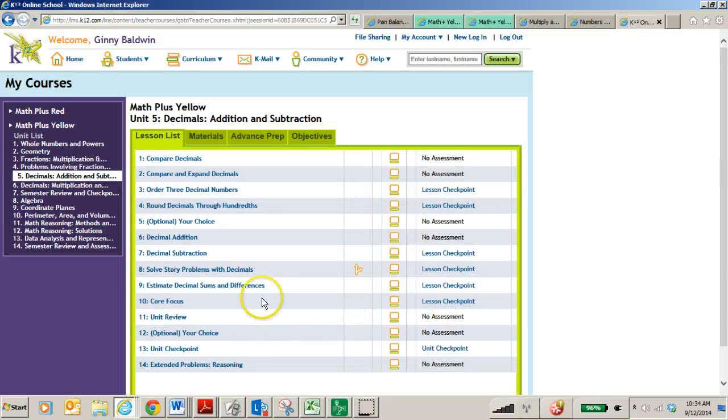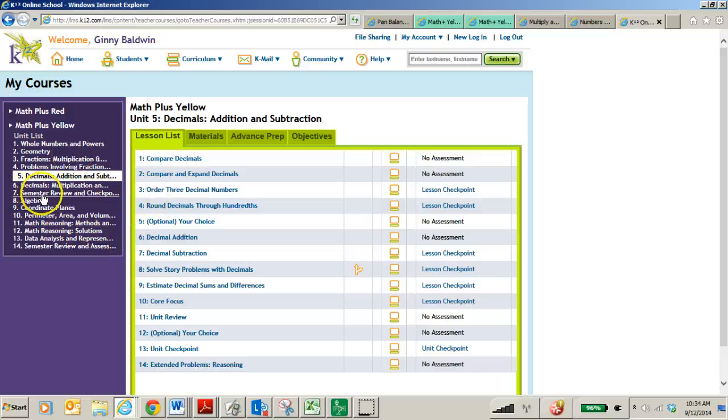Again, we have skipped to Unit 5 because we feel like it will help with the transition of learning. After we do decimal addition and subtraction, we're going to go to decimal multiplication and division. And then we're going to go back in and do these fraction activities. And then we'll head into geometry and things like that.